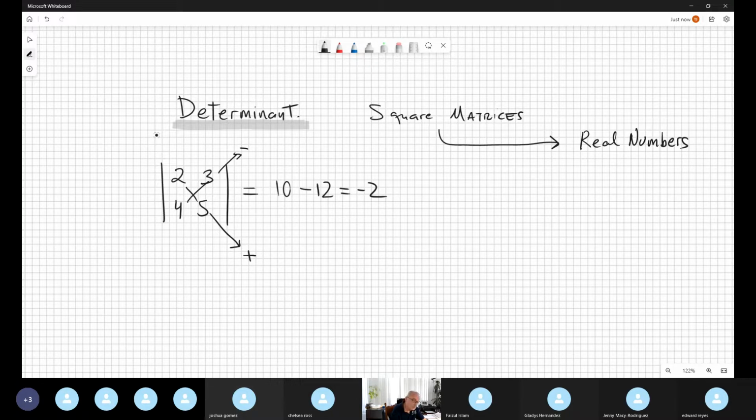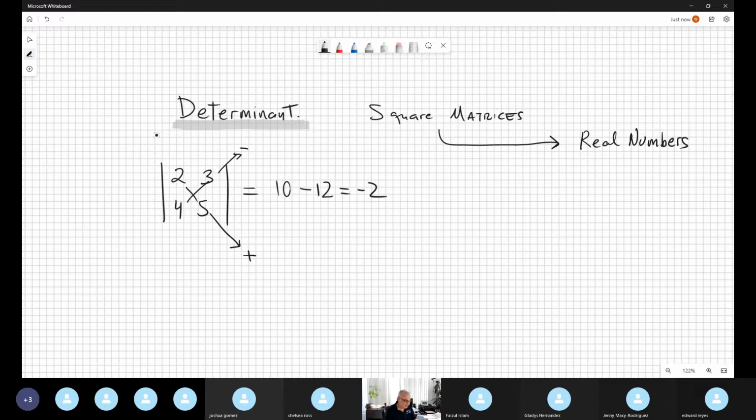Now, I try to find. No, it's okay. 3 by 3 is very, very complicated, very complicated by hand. And let's do it using the software. Okay? Using the software. So what is the application of this?